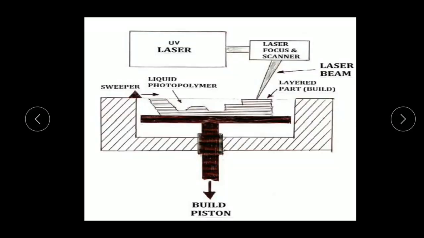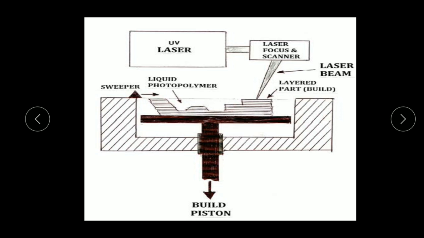Okay, dear students, let's move on to the next slide. As shown in the figure, which indicates the liquid polymer resin system, it consists of a vat or tank at the bottom, which is filled with a liquid polymer, whereas at the top there is a laser focusing unit. Inside this vat or tank there is a substrate attached to a moving piston, as we can see.